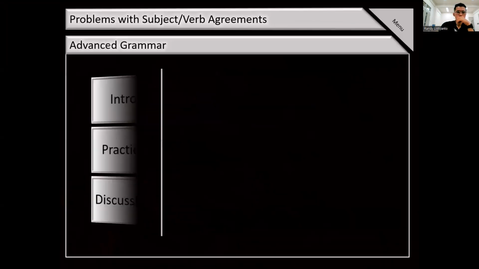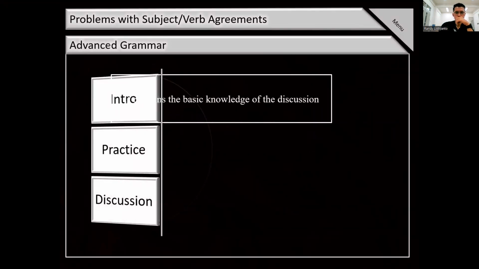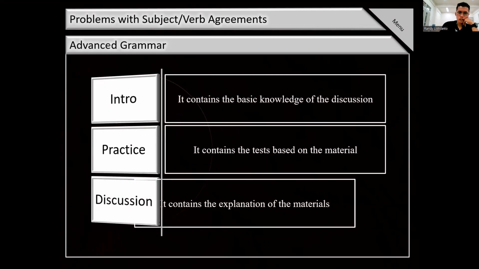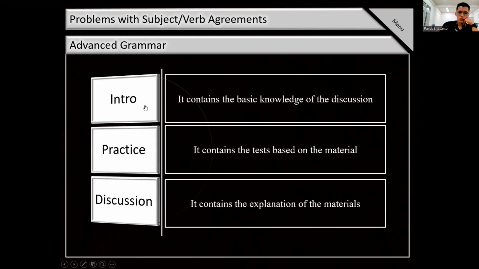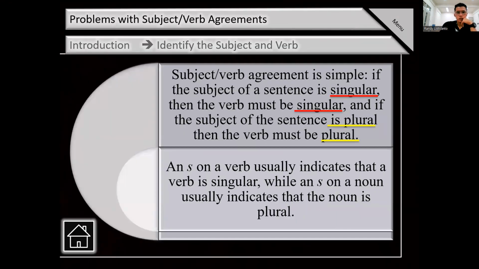Everybody, today's presentation will be divided into three sections. The first is the introduction, and then practice and discussion. Let's start with the introduction. Problems with subject and verb agreement are about understanding the rules between subject and verb agreement. It means that the subject should agree with the verb.